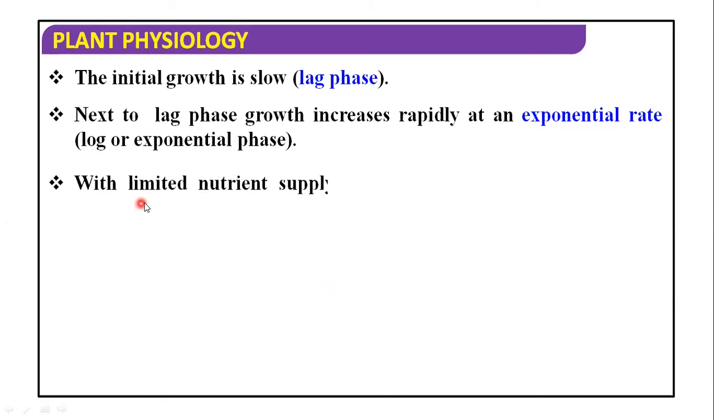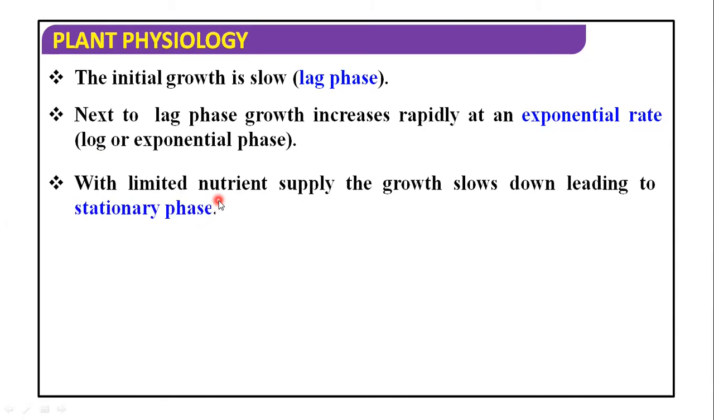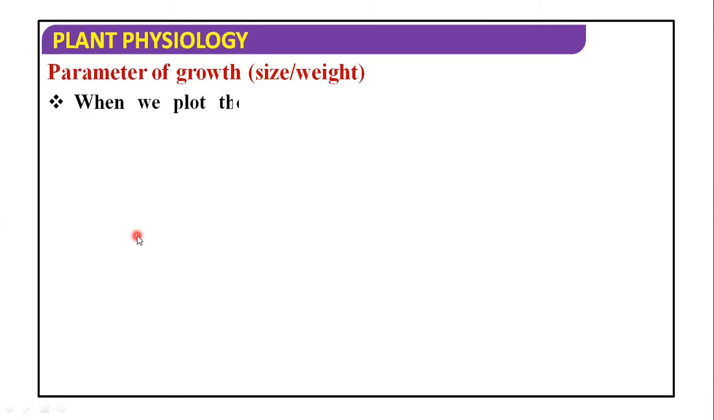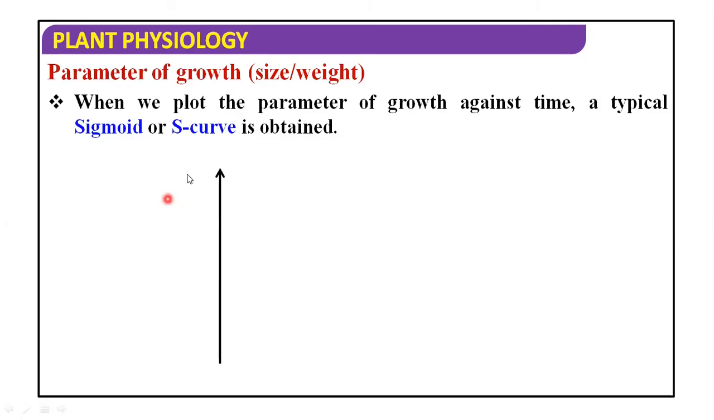Now, the third one is the stationary phase. Stationary means the growth can stop. Why? Due to the limited nutrient supply, growth slows down, and this is known as the stationary phase. Now, when we plot the parameter of growth against time, a typical sigmoid or S curve is obtained.